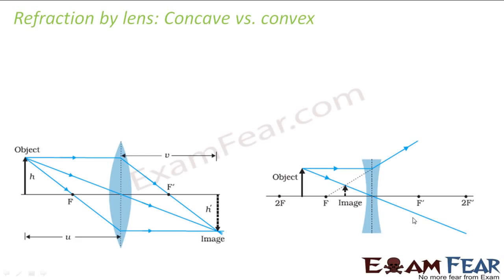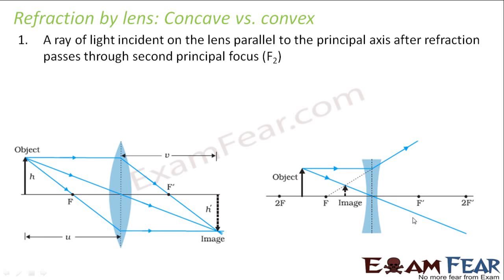Now let us quickly review the rules of refraction by a lens once again, as I discussed in one of the previous slides when I talked about the image formation by a lens. A ray of light which is incident on the lens parallel to the principal axis, after refraction passes through the secondary principal focus, that is F2. So this is your secondary principal focus.